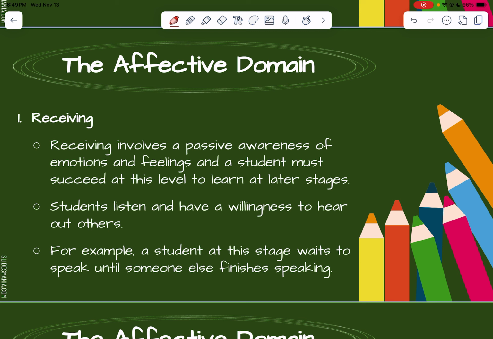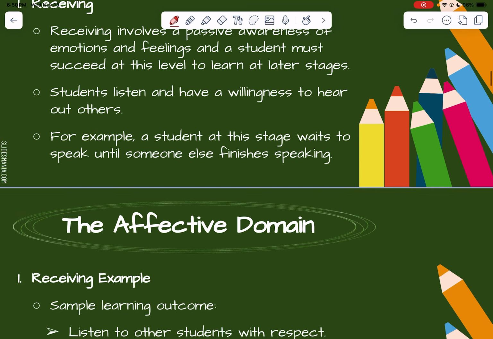So the first is receiving. Receiving involves a passive awareness of emotions and feelings, and a student must succeed at this level to learn at a later stage. Students listen and have a willingness to hear out others. That's extremely important. For example, a student at this stage waits to speak until someone else finishes speaking. So as teachers, we're not just teaching content, we're also teaching young humans how to interact with the world around them.